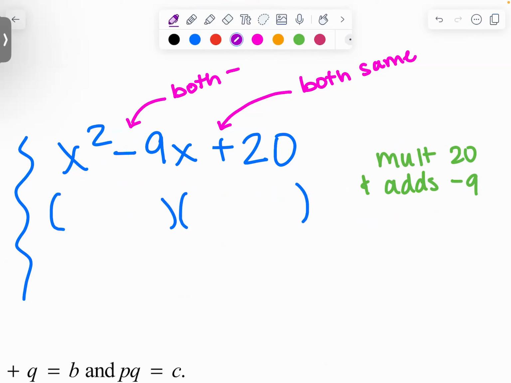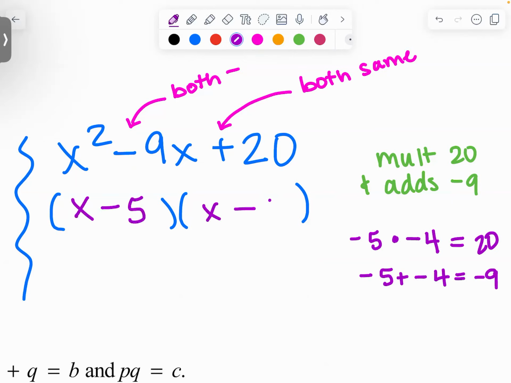Maddie, what do you think? Negative 5 and negative 4. What's negative 5 times negative 4? What is negative 5 plus negative 4? Negative 9. Okay, so we have x minus 5, x minus 4. And we can check our answer by filling that out and making sure we get back to where we started.